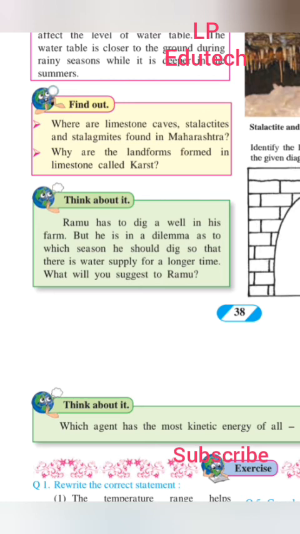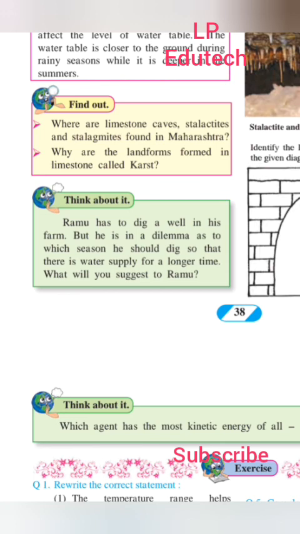Right. Now think about it next. Ramu has to dig a well in his farm, but he is in a dilemma as to which season he should dig so that there is water supply for a longer time. What will you suggest to Ramu? If he really wants a supply of water for a longer time, the better time is to dig the well in the summer season, because in summer the water level decreases, and the deeper he digs in summer will provide water supply for a longer time, in the rainy season, winter season, as well as the summer season. So summer is the best time for him.